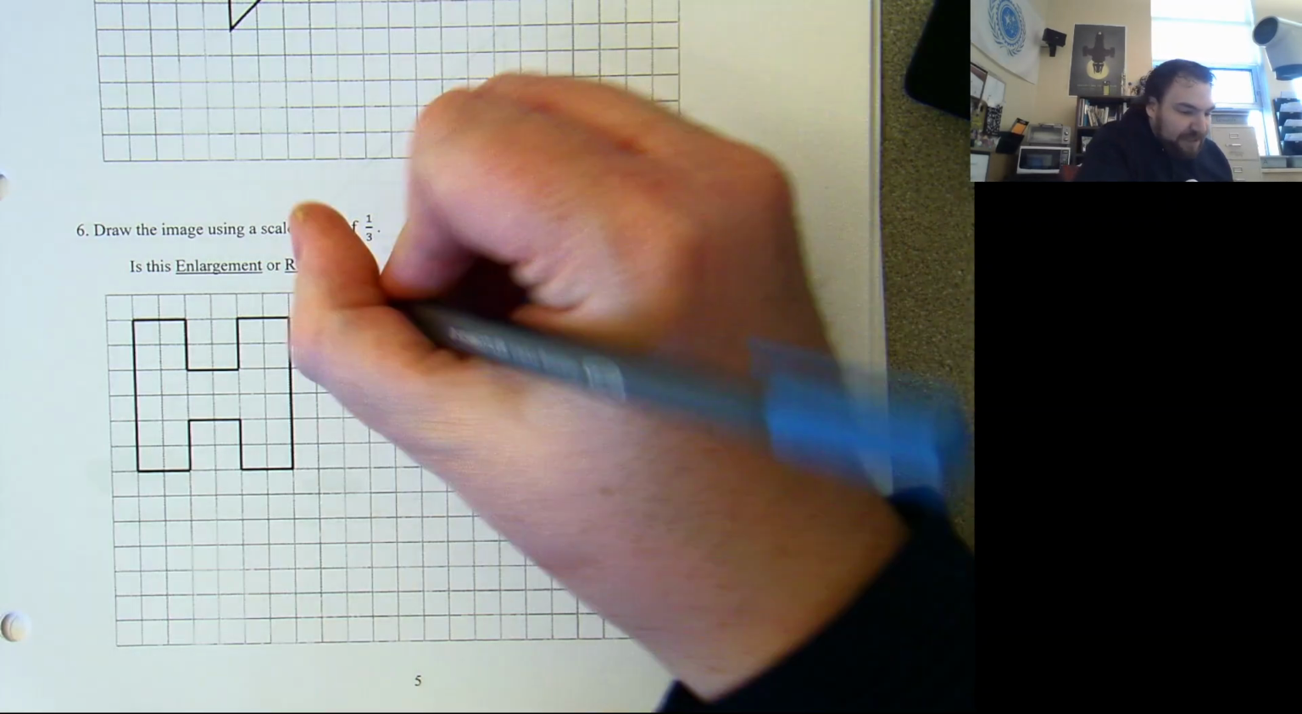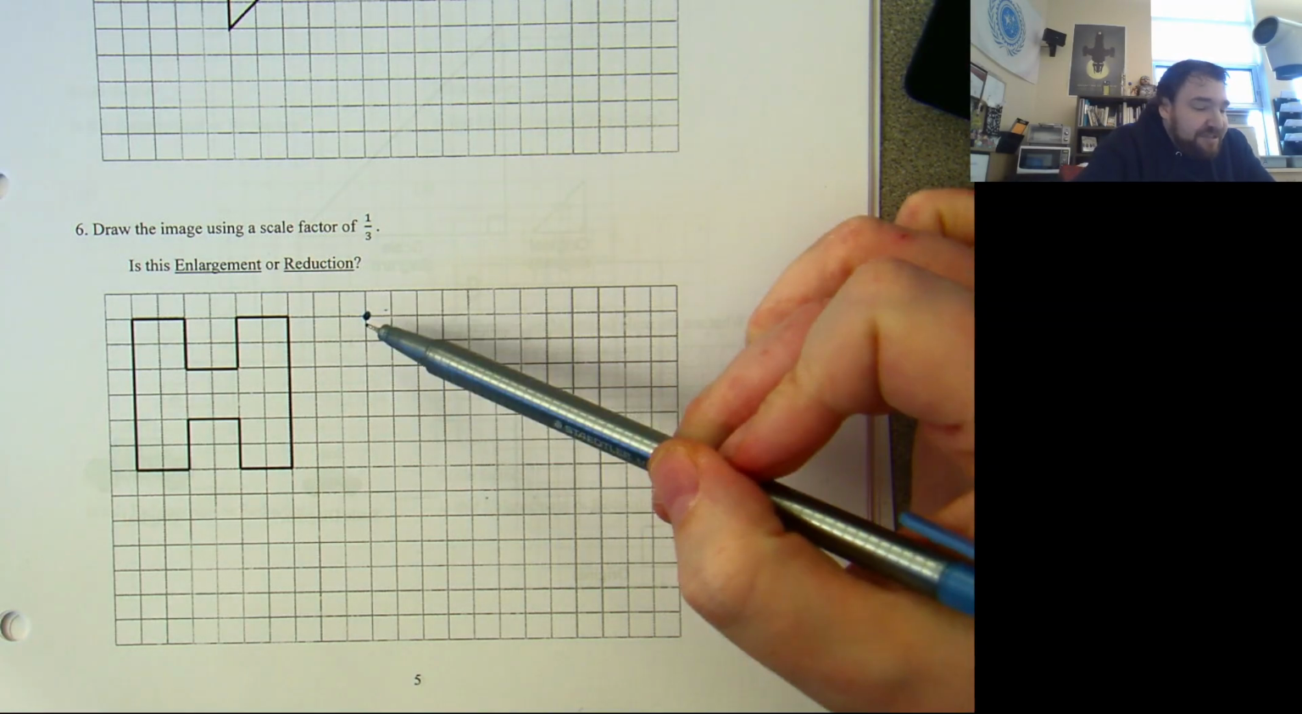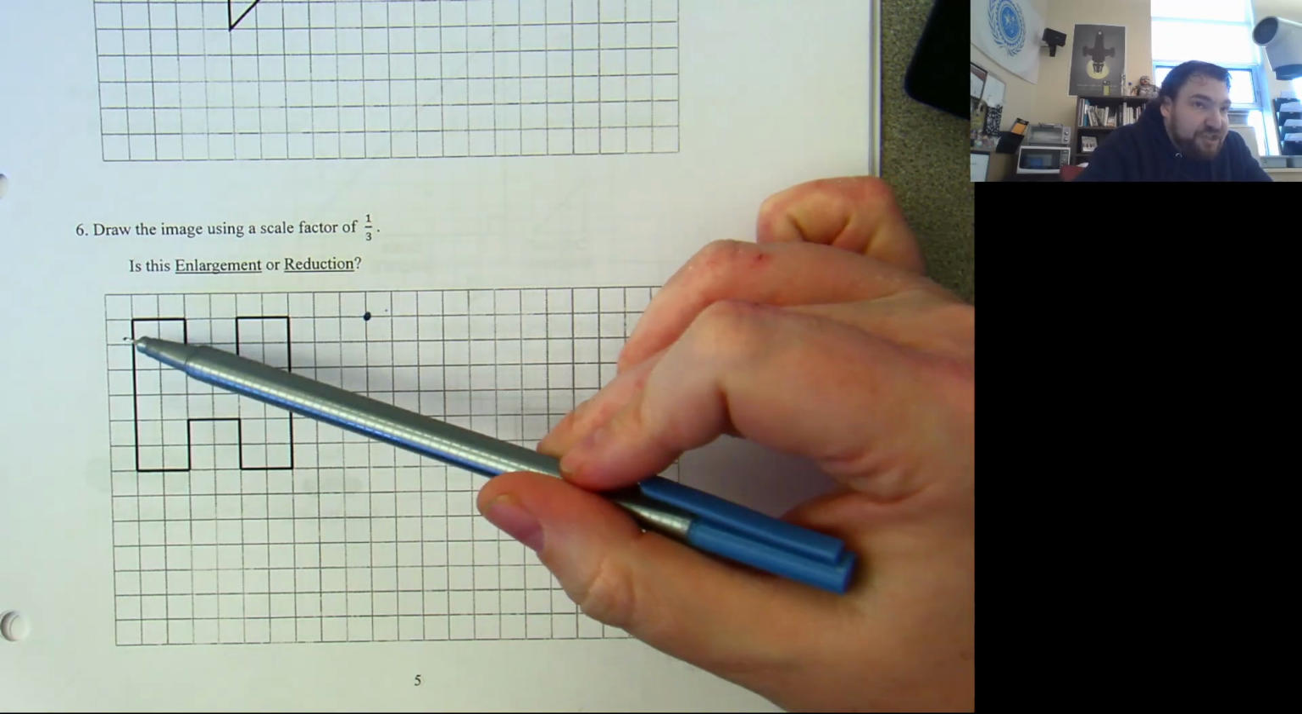So we're going to pick a better place to start than we did before. I'm still going to start in that top left corner, but I'm going to deal with this straight edge here first.